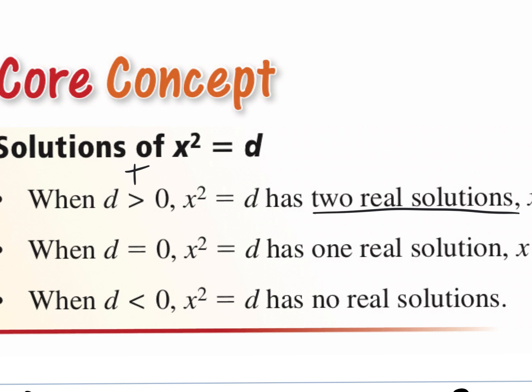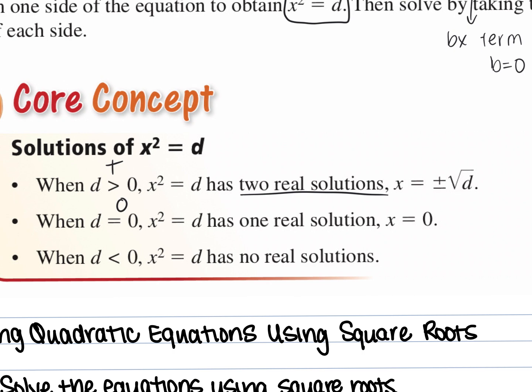When that d value is 0, exactly 0, not a positive number, not a negative number, but 0, then your x value has 1 real solution, which is x equals 0. Yes, Matthew? It's like a fraction, like a decimal. So it would depend on whether it's positive or negative, okay?